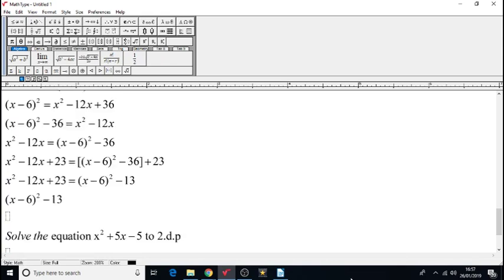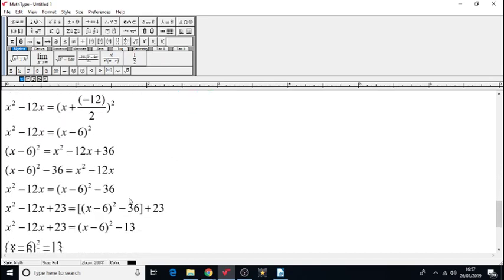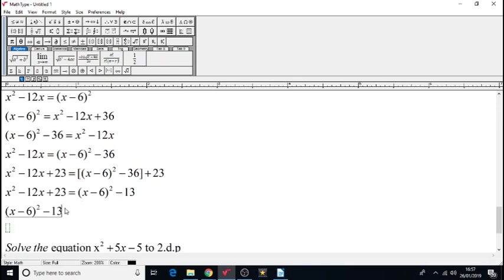And that's it. We've put it into the form of x plus m squared plus n. We've left it in this form now. We don't need to go any further and work out solutions or any of that. We can leave it in this form. It's good to show that you've truly worked out the question.